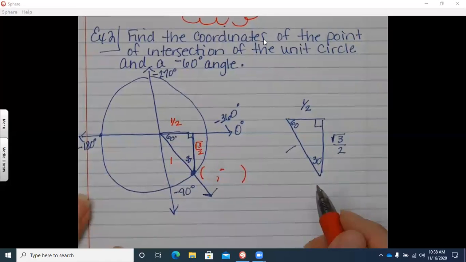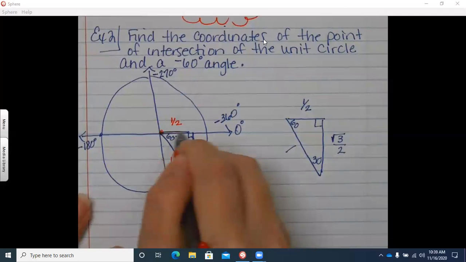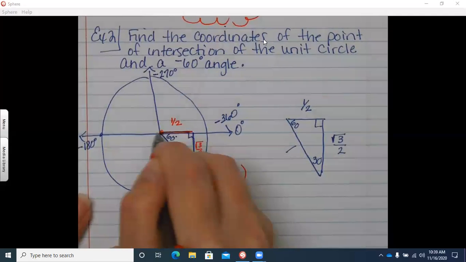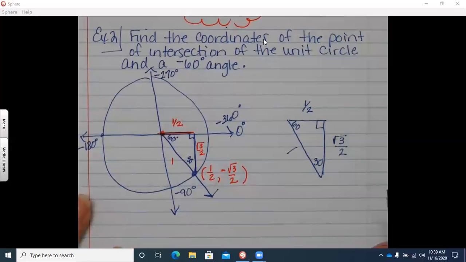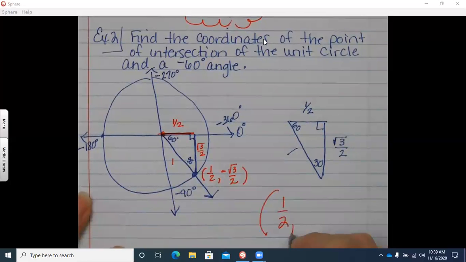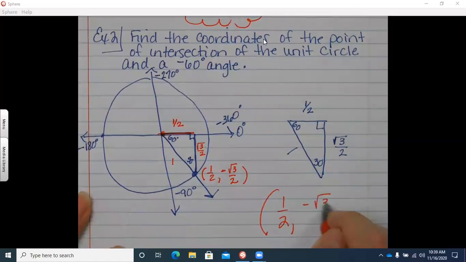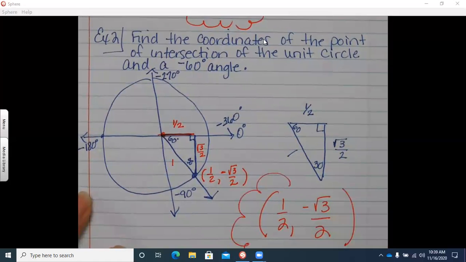So what do you think my x coordinate is? 1/2, because that's the distance from the origin to the end of the triangle on the x-axis, right? What do you think my y coordinate is? Square root of 3 over 2. Your hypotenuse is never going to be your x coordinate or your y coordinate, okay? It's going to be the base and the height of the triangle. So the ordered pair where the negative 60-degree angle intersects the circle is 1/2, comma, negative square root of 3 over 2. If you just put square root of 3 over 2, that's in a different spot.